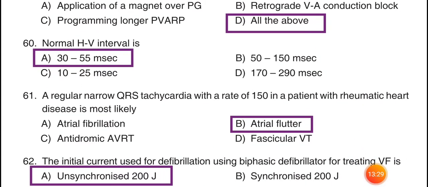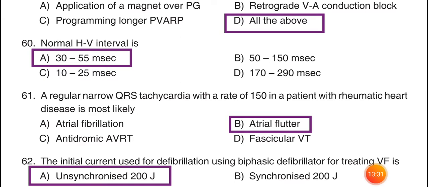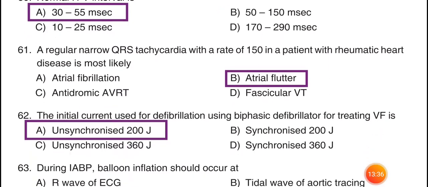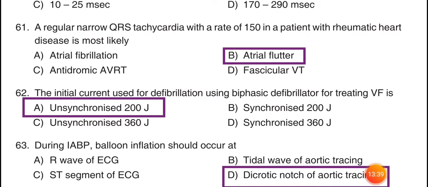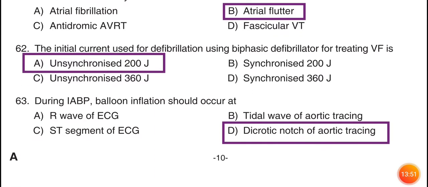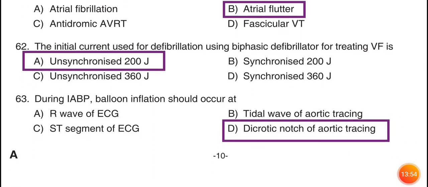60. Normal HV interval is option A, 30 to 55 millisecond. 61. A regular narrow QRS tachycardia with a rate of 150 in a patient with rheumatic heart disease is most likely option B, atrial flutter. 62. The initial current used for defibrillation using biphasic defibrillator for treating VF is option A, unsynchronized 200 joule.